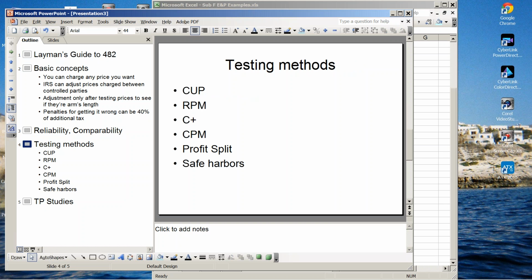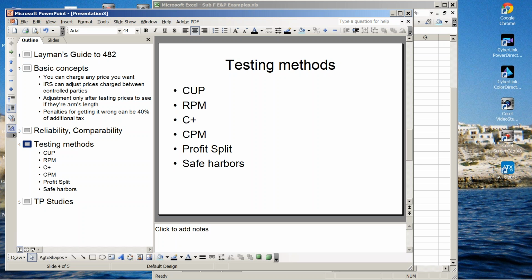And for most kinds of prices, there are several testing methods available. Remember, these are not price setting methods. These are methods for testing prices charged to see whether they're arm's length. The key methods that apply to multiple different kinds of things are comparable uncontrolled prices, the resale price method, the cost plus method, and the comparable profits method. The regulations have a profit split method and a services cost method that apply in some situations.